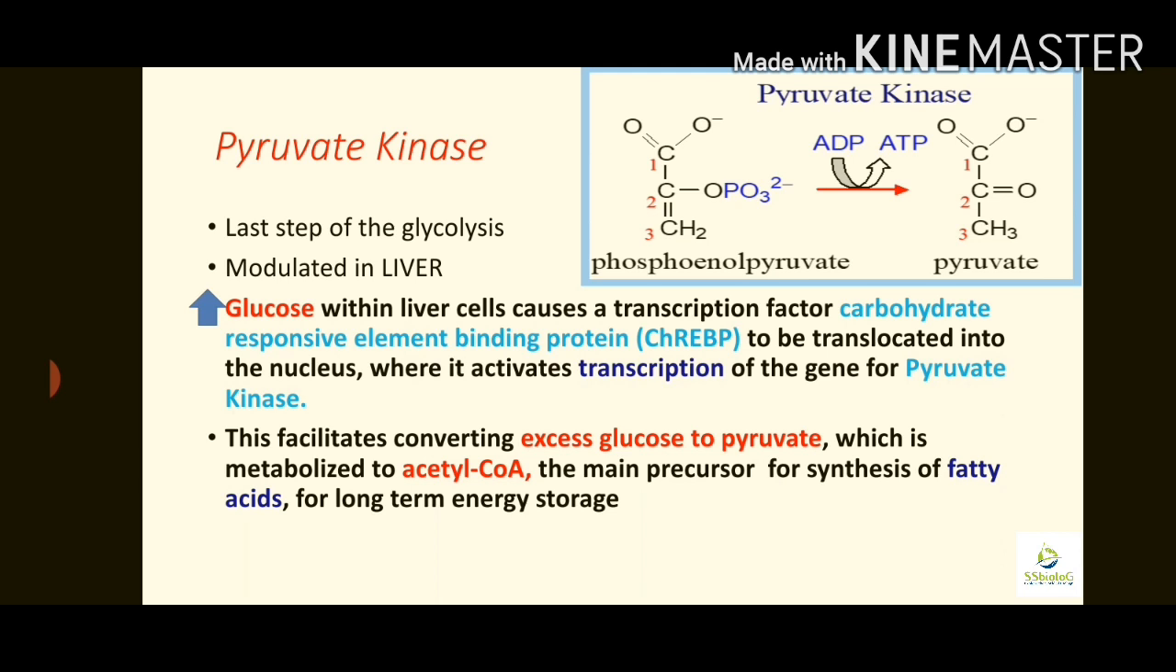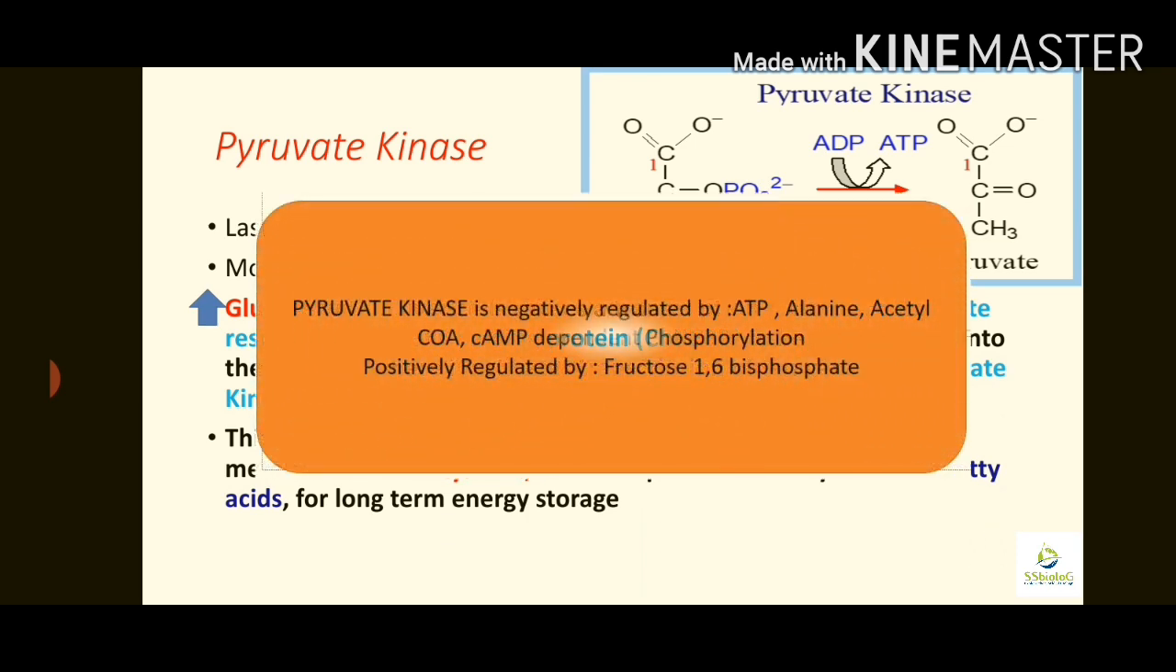What other agents control pyruvate kinase? Pyruvate kinase is negatively regulated by ATP, alanine, acetyl-CoA and cyclic AMP dependent phosphorylation, and is positively regulated by fructose 1,6-bisphosphate. So this is it guys, that's all what I have for today.